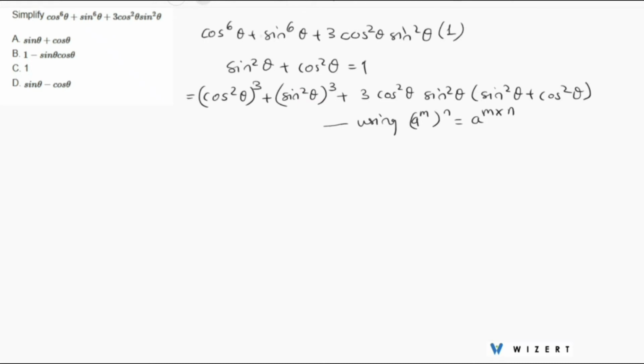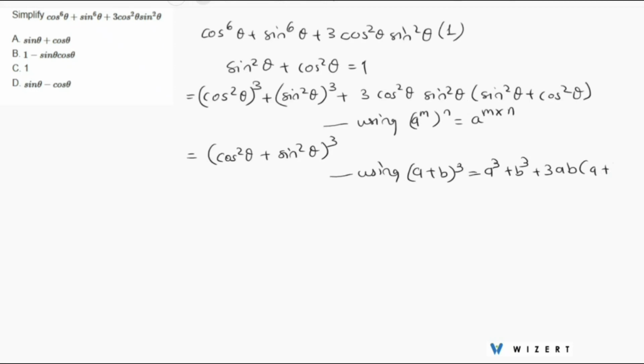Now this looks like an identity: cos square theta plus sine square theta whole cube using a plus b whole cube equal to a cube plus b cube plus 3ab into a plus b. So again we know cos square theta plus sine square theta is 1. So 1 cube, which is equal to 1.